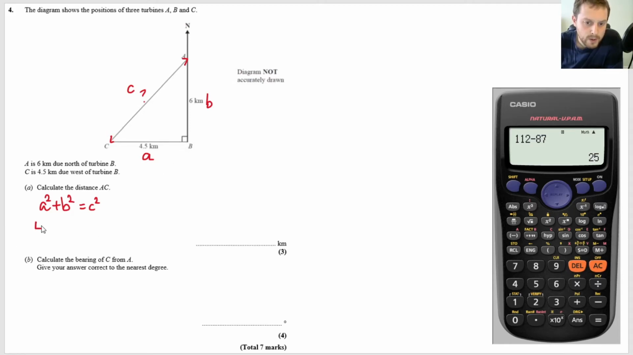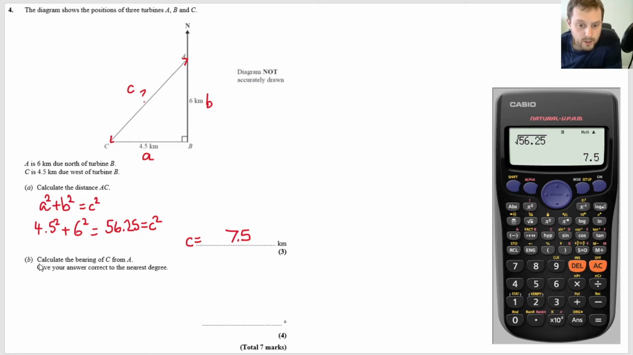So I've got 4.5 squared plus 6 squared. So I'm just going to use a calculator to actually figure out what this is. So 4.5 squared plus 6 squared is 56.25, which is what c squared is. So to get what c equals, I'm going to have to square root that. So square root of 56.25 is 7.5. So you should get 7.5 for that one.